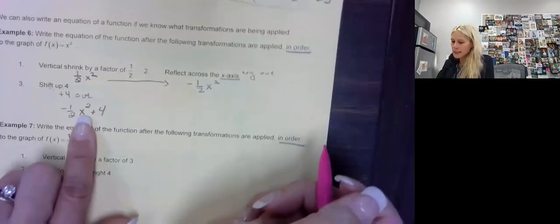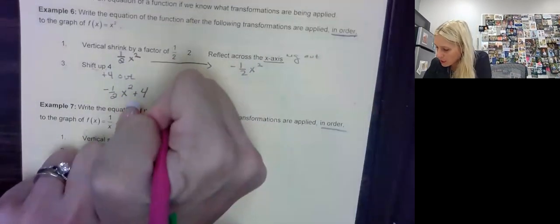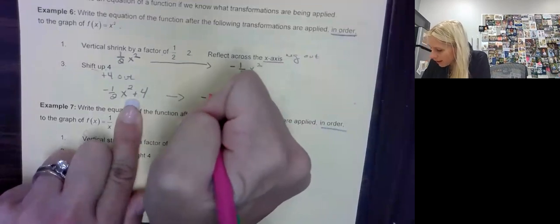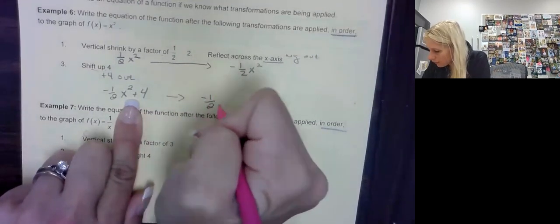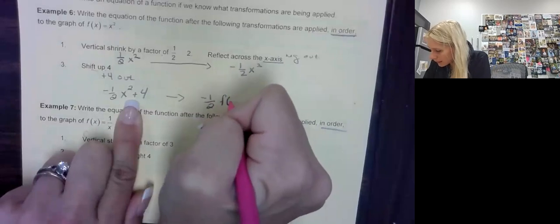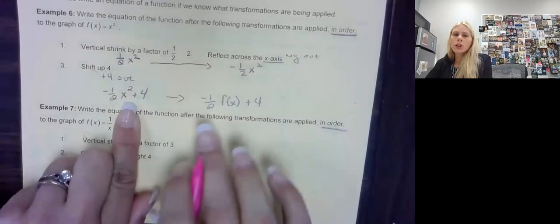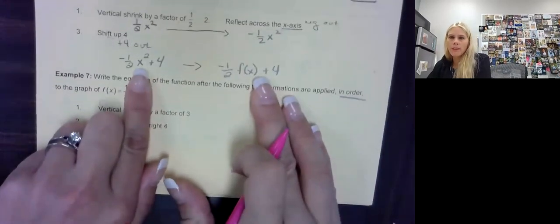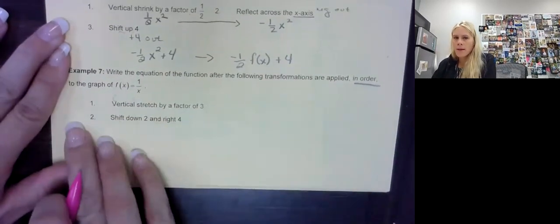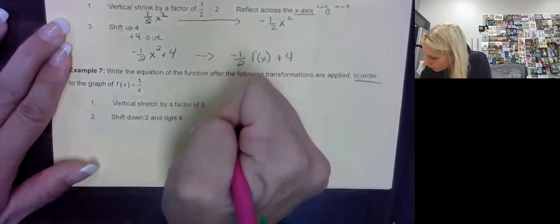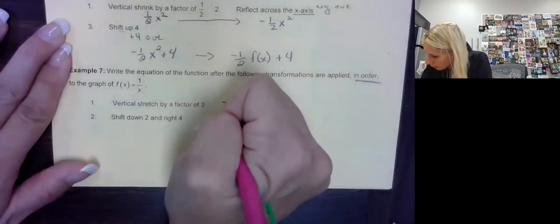Now, this is in the equation notation. If I were to do it in the function notation, I would just have negative 1/2 f of x, because nothing is happening on the inside, plus 4. So I want to show you both notations just in case you have to deal with it on your practice. Okay, vertical stretch by factor of 3, that would be 3.